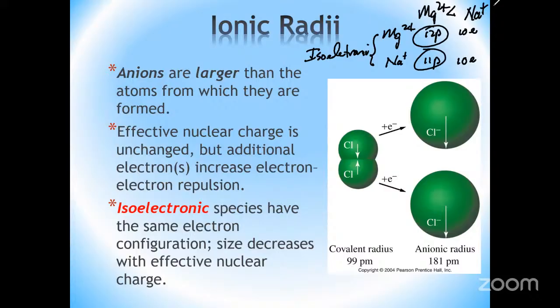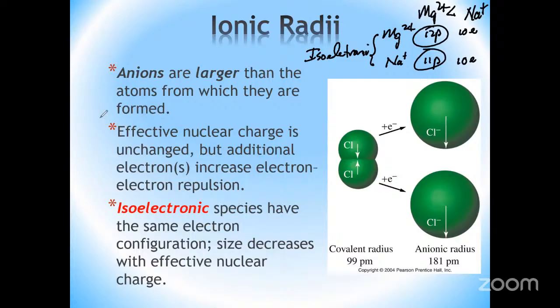Okay, going back to anions. What this is showing you here is comparing the radius of the chlorine atom compared to the chloride ion. And again, you see that because the electron added to the chlorine atom will increase repulsion, the chloride ion will have a larger size compared to the chlorine atom. Okay, so much for that.